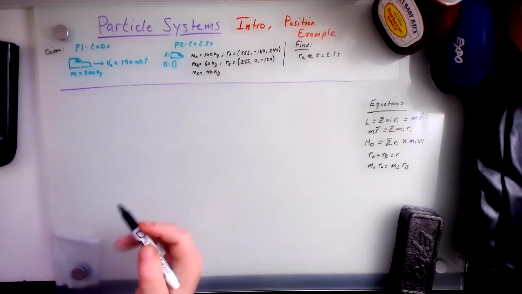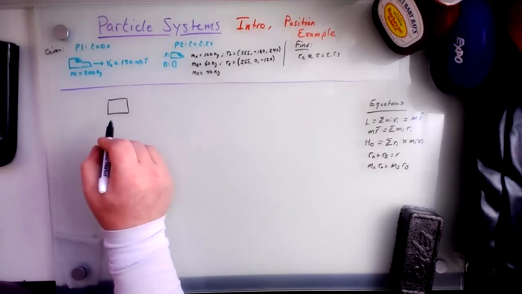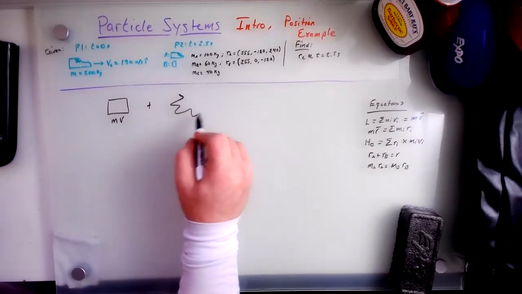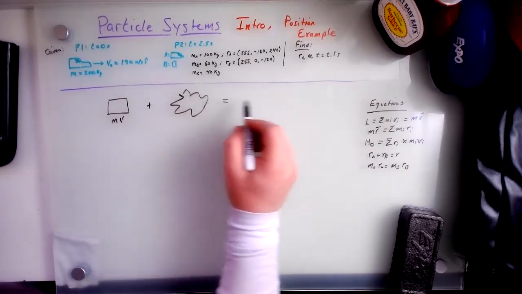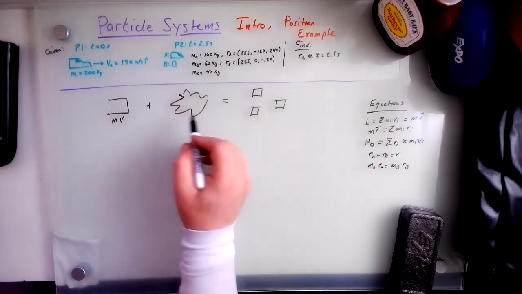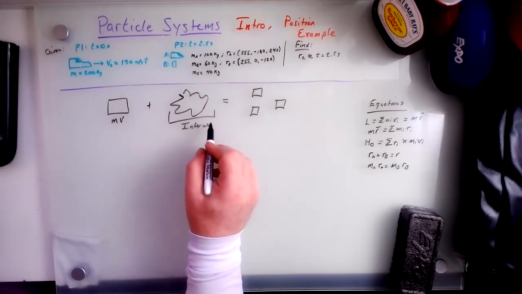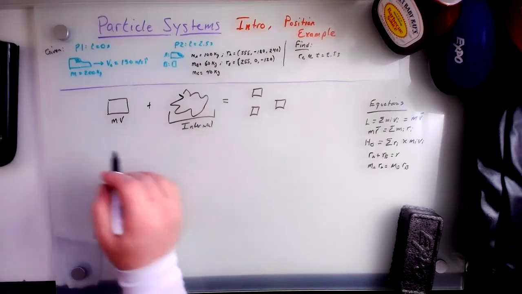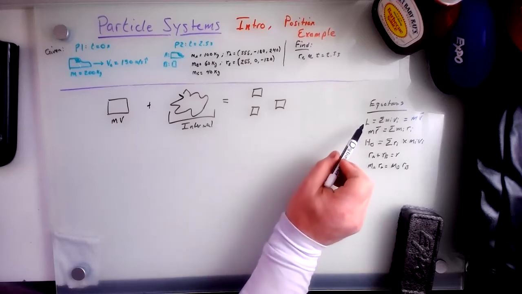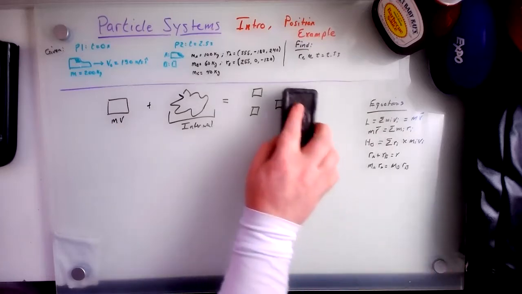Something important to know is that if we have a single item, here we have MV, and then we have an explosion, and then we have 3 pieces, or however many, then this is internal. It was not acted upon by anything outside. So the equation holds. This conservation of linear momentum still holds, and that's true for any system.